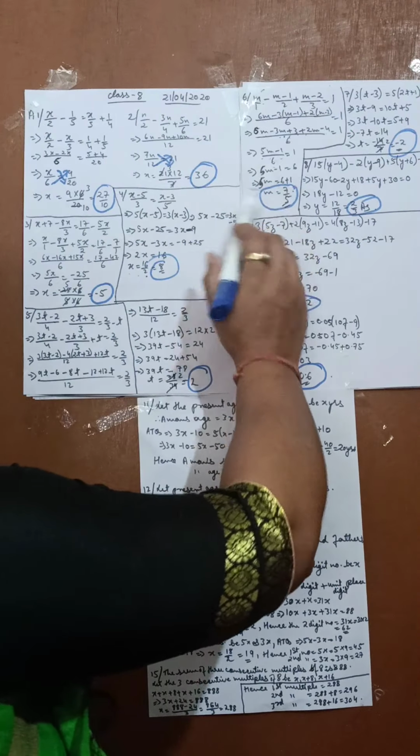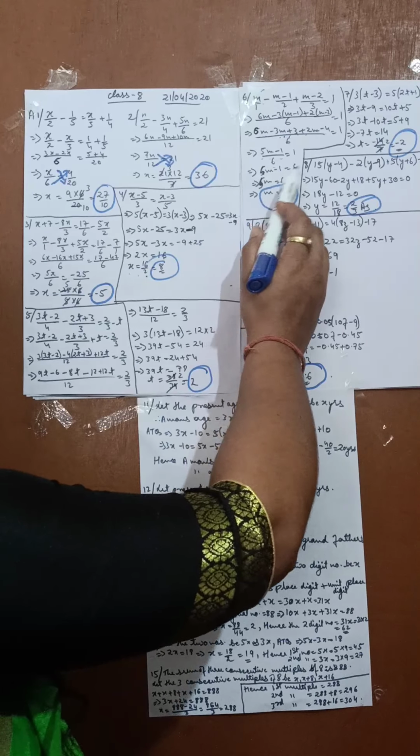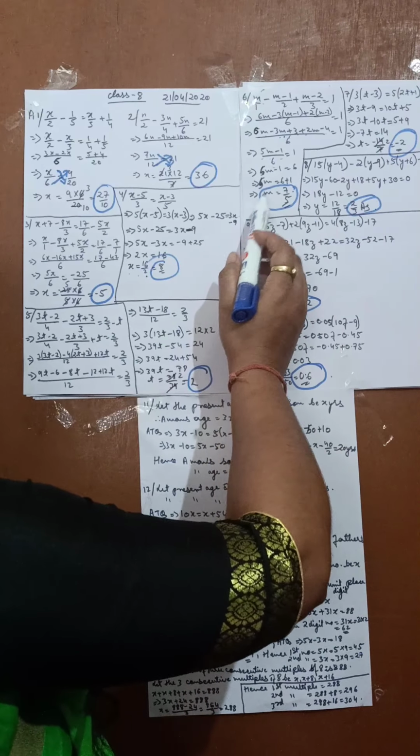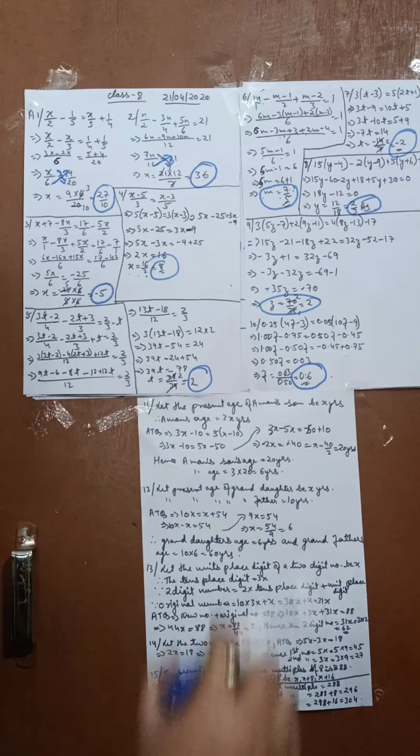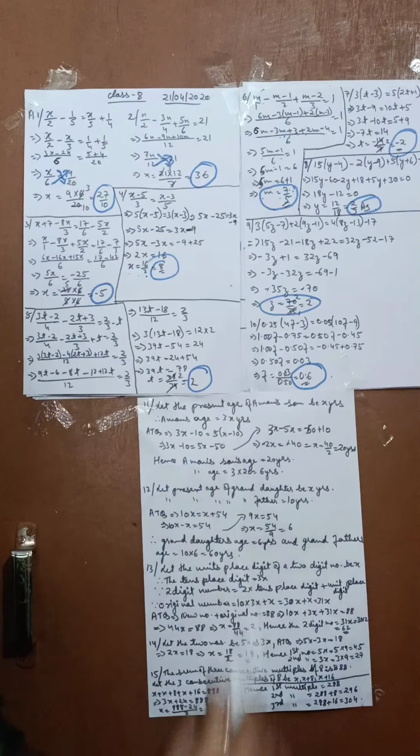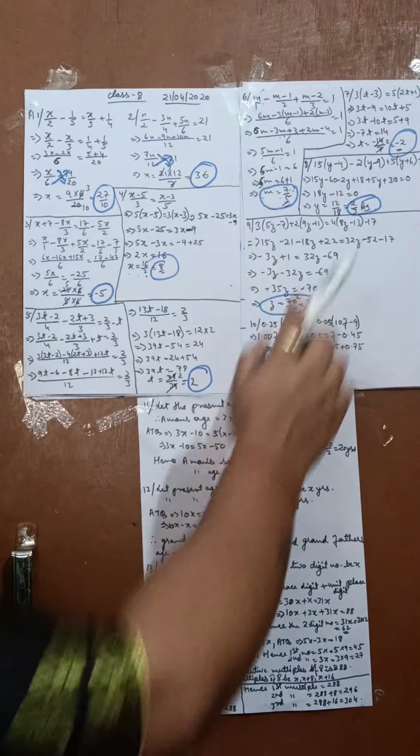So we will cross multiply it. 5m minus 1 is equal to 6. So the value of m is equal to 7 by 5. So the answer of question number 6 is m is equal to 7 by 5. So let's move to question number 7.